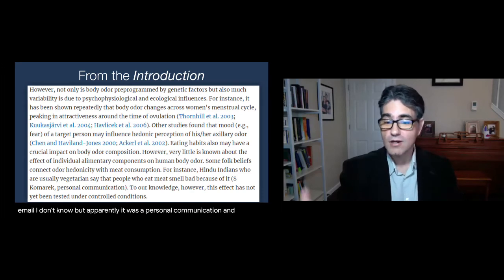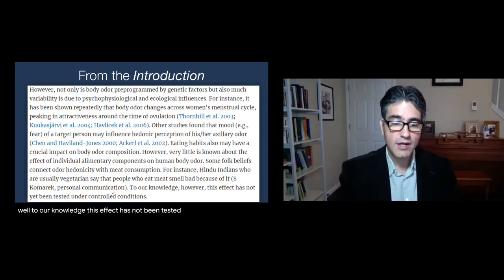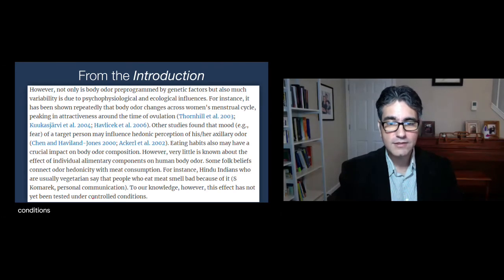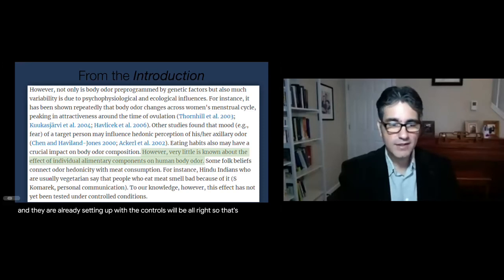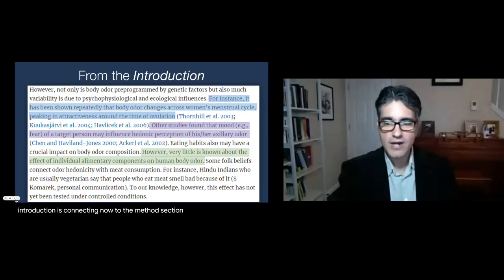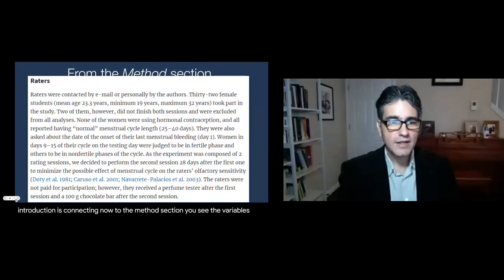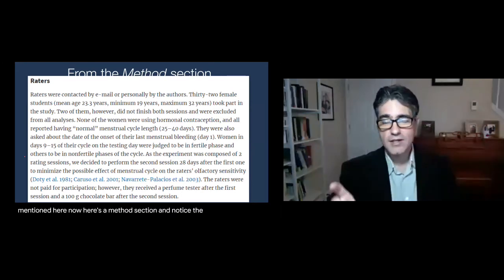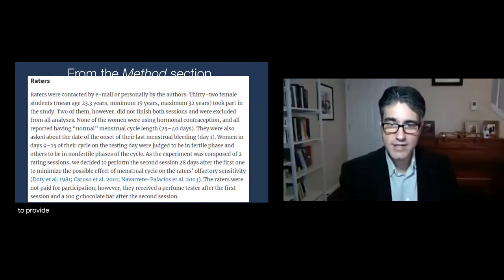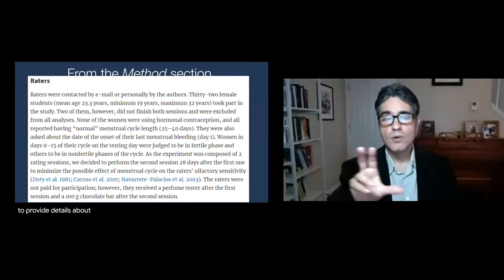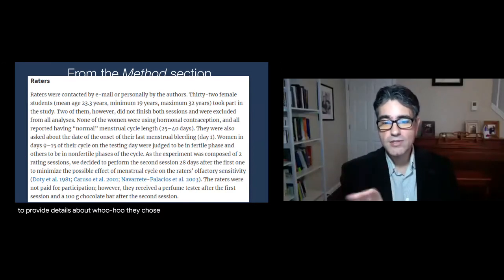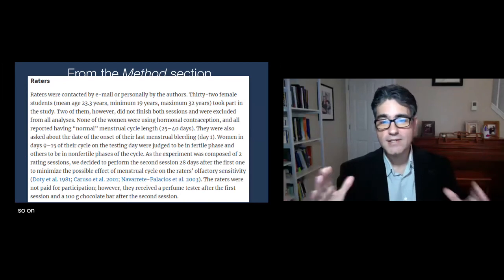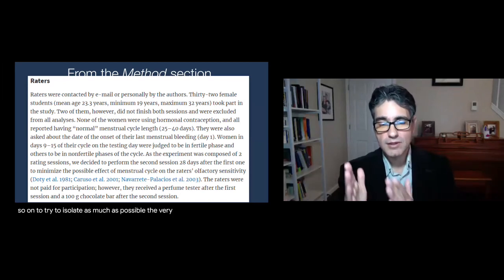And they say, well, to our knowledge, this effect has not been tested under controlled conditions, and they're already setting up what the controls will be. So that's how the introduction is connecting now to the method section. See the variables mentioned here. Now, here's the method section, and notice the care that they take to provide details about who they chose, why they chose that person, and so on, to try to isolate as much as possible the variable of smell hedonicity.